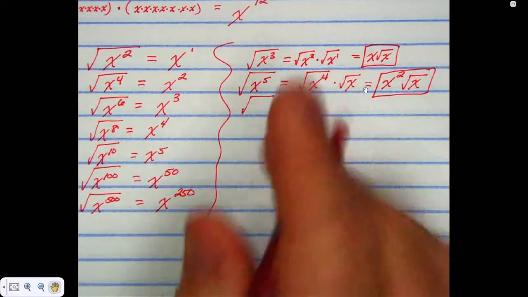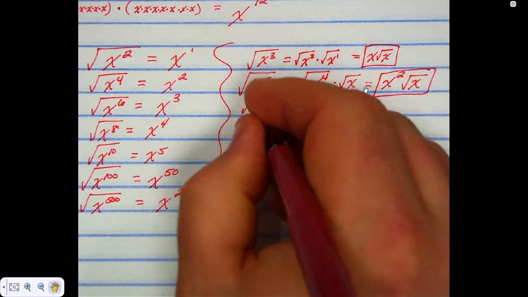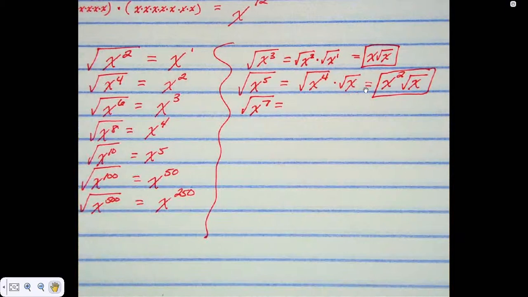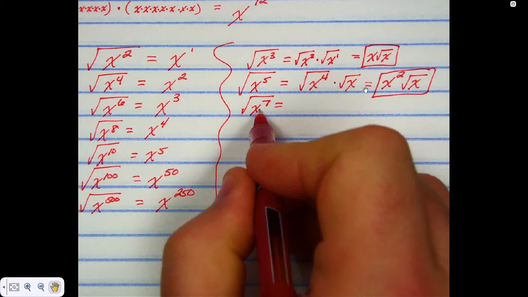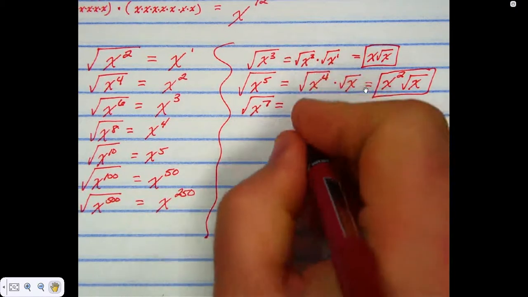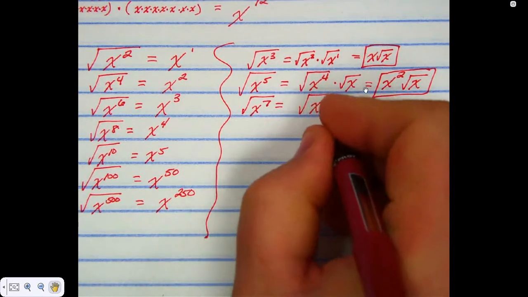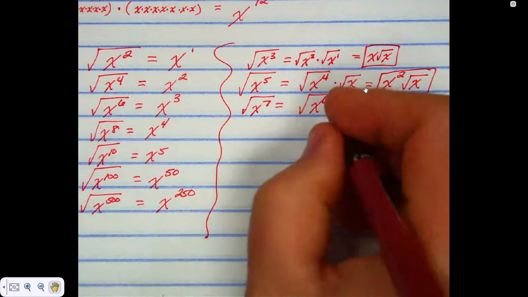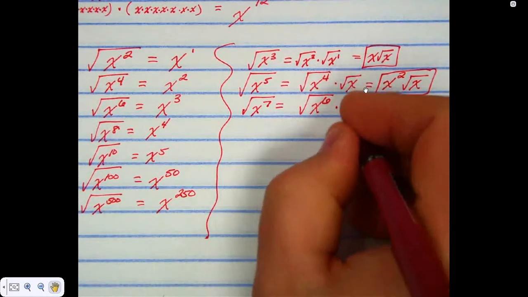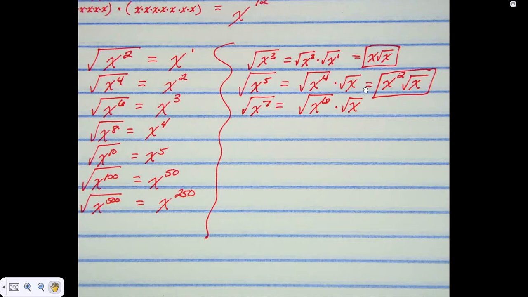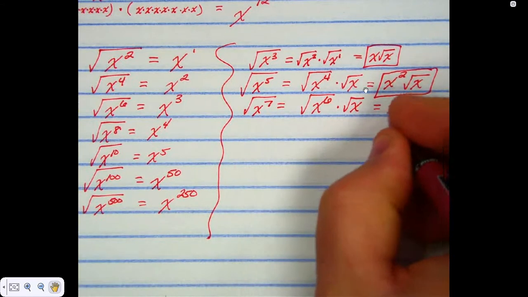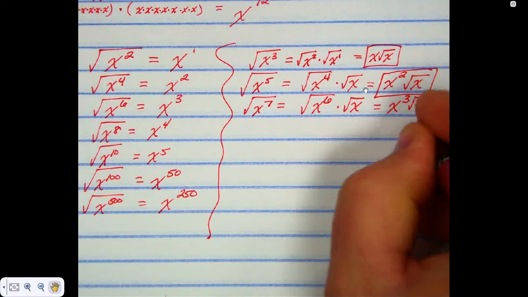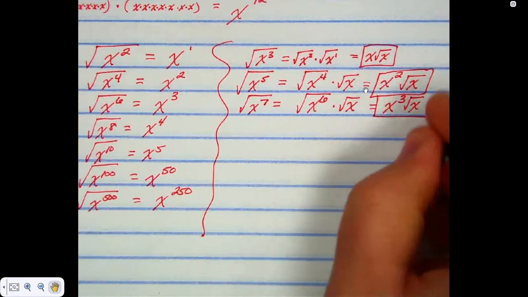Keeping your pencils down. Square root of x to the seventh this time. What do you think? That's odd, so it doesn't come out perfectly, does it? But it's easy. All I have to do is subtract 1 from that number. You know what the largest perfect square it's a factor of is? X to the sixth times square root of what? X. See how easy that is? What's the square root of x to the sixth? X to the third. Your answer there: x cubed times square root of x.